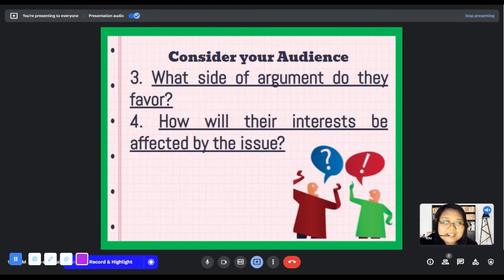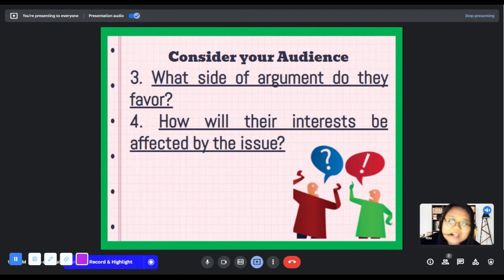Next, what side of the argument do they favor? Are you trying to convince someone who probably already agrees with you, or is your reader someone you need to convince more, to think otherwise and to take your side?